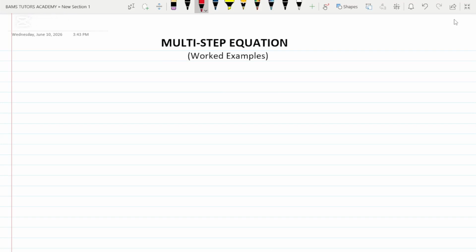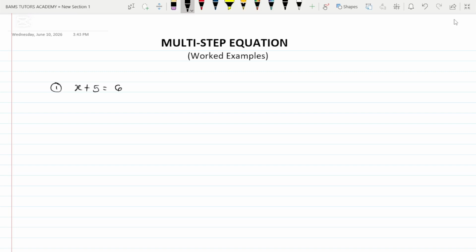In this particular video, we're going to be talking about multi-step equations. We're just going to be solving some questions, starting from a very simple part of the topic even to more complex parts. So let's see question 1. Suppose you have x plus 5 equals 6.